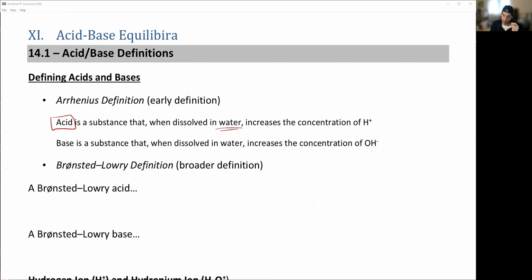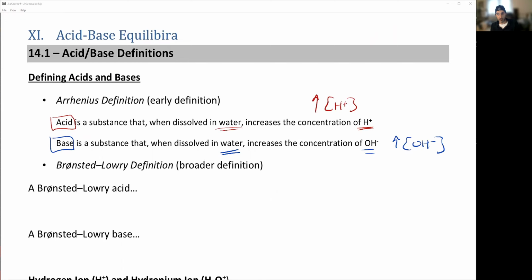increases the concentration of H+, that hydrogen ion. That is the definition of an acid according to the Arrhenius definition. A base, on the other hand, is a substance that, when dissolved in water, increases the concentration of OH-. So again, any substance that you add to water that increases H+ is considered an acid. Anything that you add to water that increases OH- is considered a base.